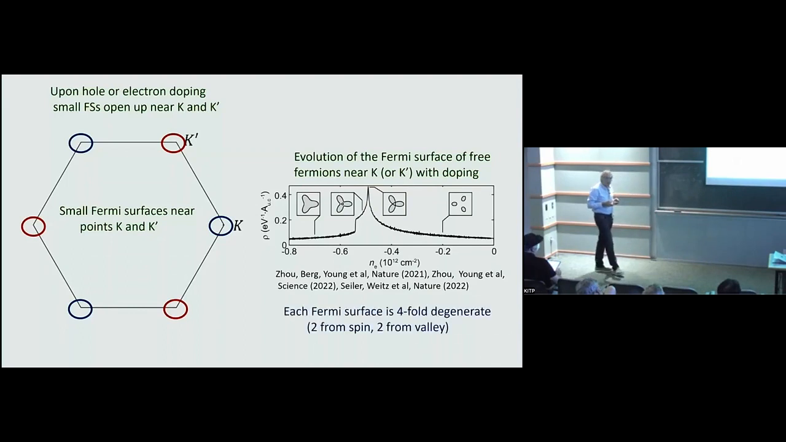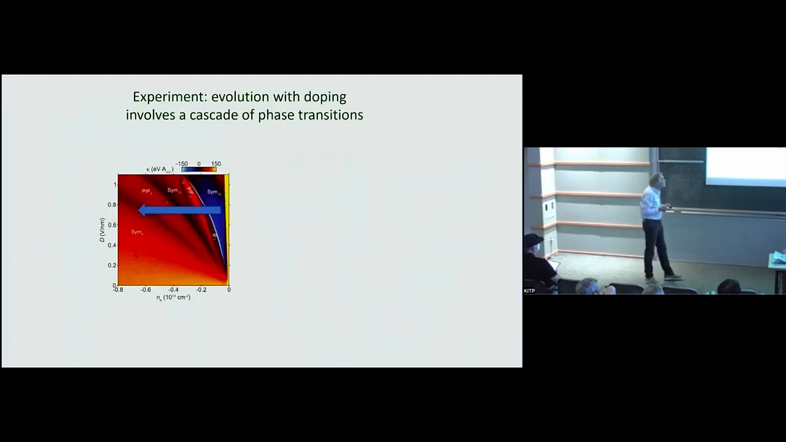And of course, every state is fourfold degenerate, 2 for spin and 2 for valley. This experiment is from Andrea Young's group. You take a particular value of displacement field, and then you change density. And then you go from a state which they call a symmetric state to another symmetric state.